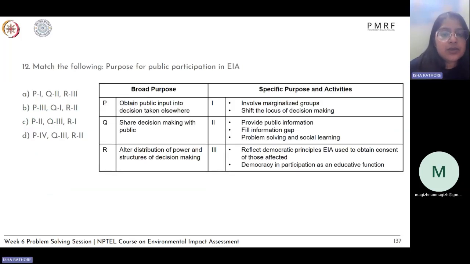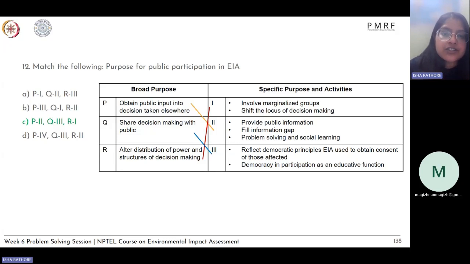Match the following purposes for public participation in EIA. So we have the broad purpose of doing public participation and the specific purpose and activity. So the correct answer is C. That is, the purposes for doing public participation include to obtain public input into decisions taken elsewhere. So this includes activities like providing the public information, filling in the information gap, and problem solving and social learning. So P matches with 2.